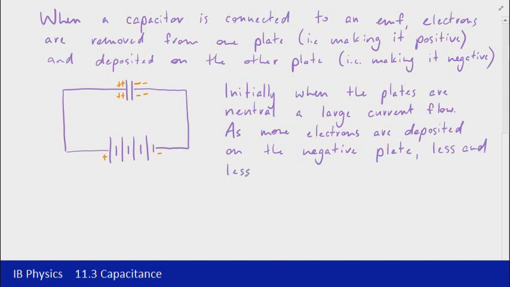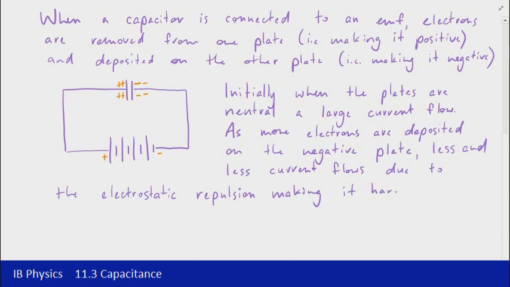So less and less current flows, and the reason for that is due to the electrostatic repulsion between the electrons that are already on the plate and the electrons that are sort of flowing through the circuit. And so eventually the current will decrease to zero.